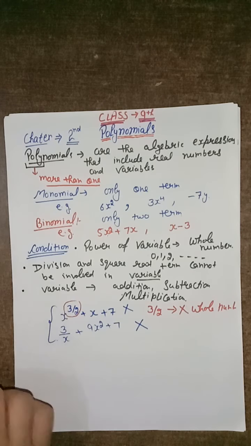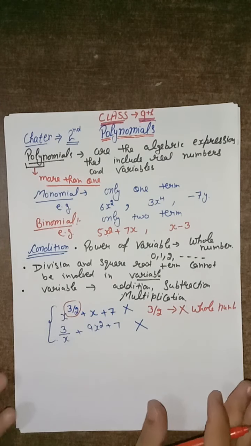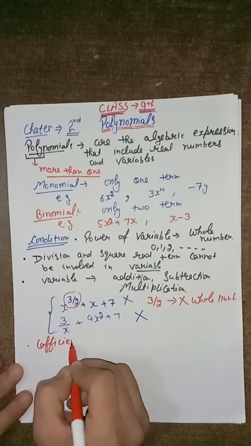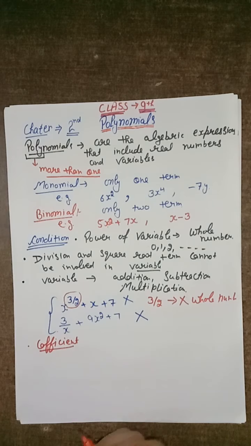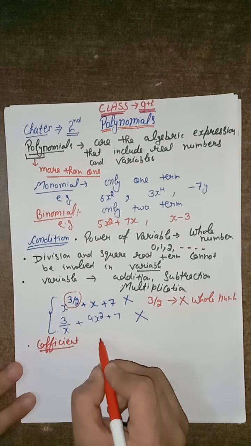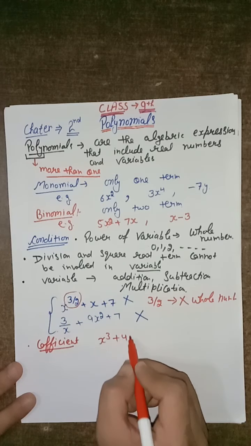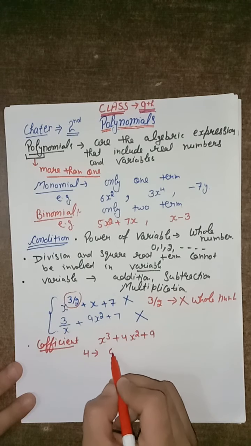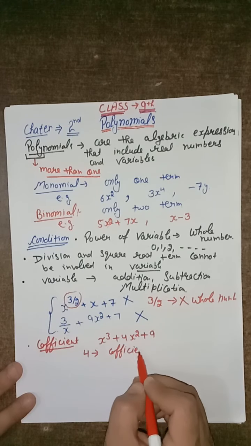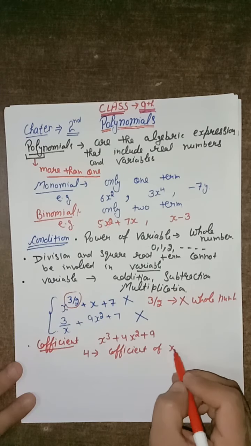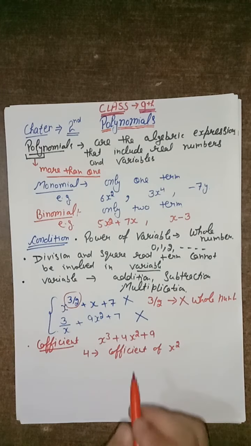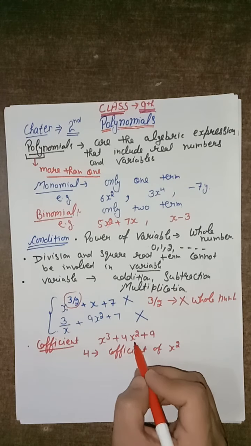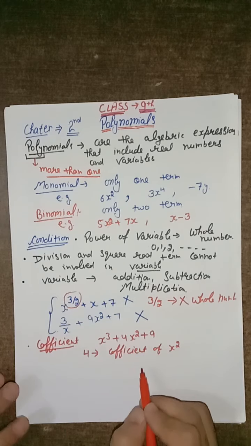Now, what is the meaning of coefficient of polynomial or coefficient of variable? Here in x³ + 4x² + 9, 4 is the coefficient of x², means the number before any variable is known as the coefficient of that variable.